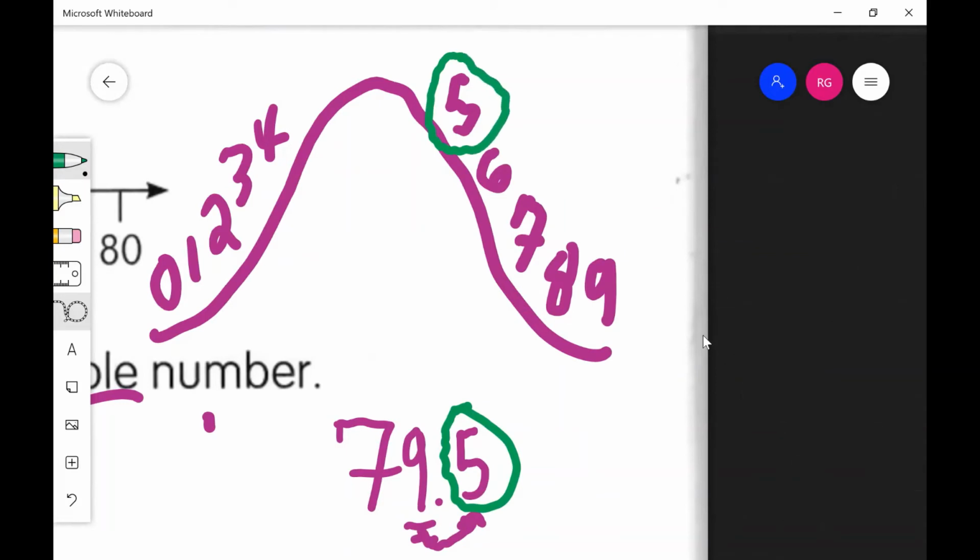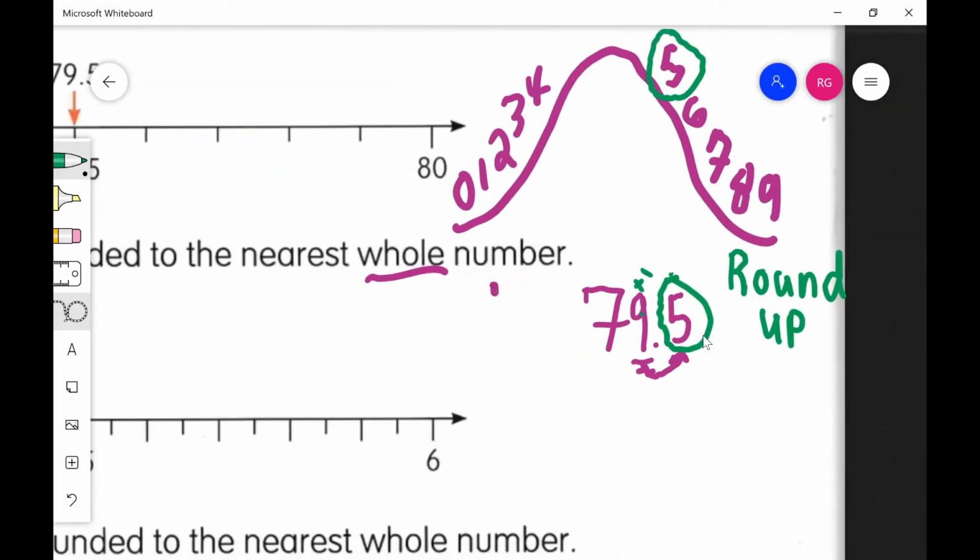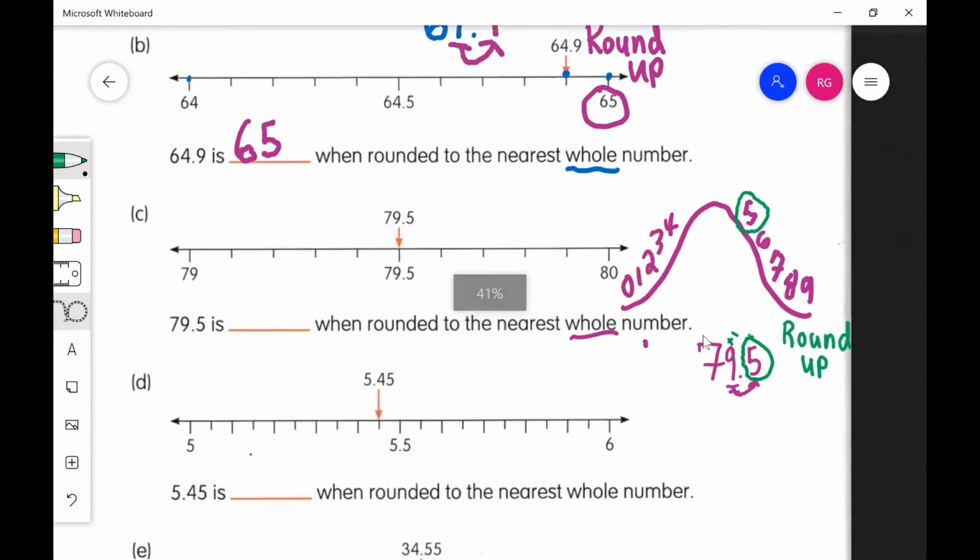You could draw your roller coaster once. So that is a 5. What do I need to do because it's a 5? Round up. You guys got it, round up. And what digit do I add 1 to? I'm going to take 9 plus 1. What do I get when I take 9 plus 1? 80. Yes.